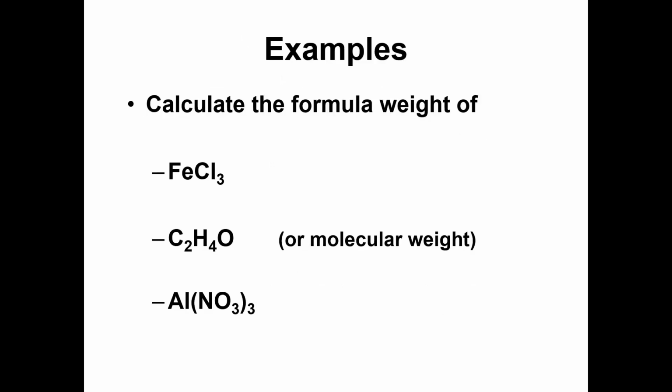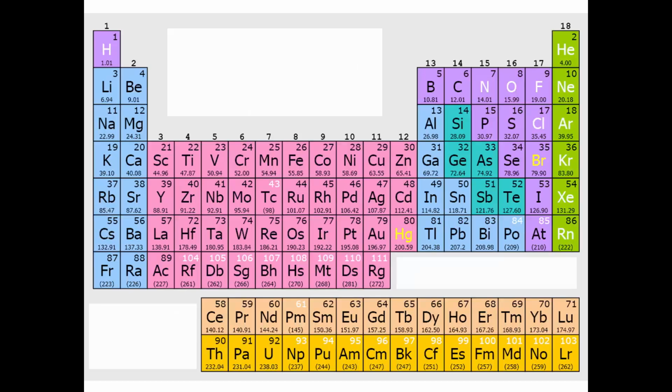All right, let's calculate the formula weight of iron chloride, aluminum nitrate, and C2H4O, like acetone or something. So FeCl3, C2H4O, and Al(NO3)3. And here you've written molecular weight, so this is just nonmetals. Iron is a metal, aluminum is a metal. So that's just the distinction there between formula weight and molecular weight. Let's do iron chloride. All right.